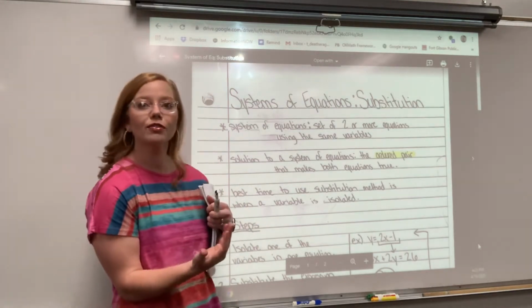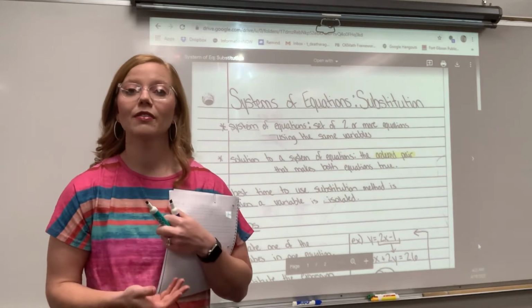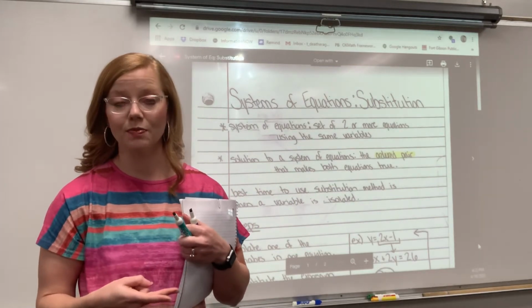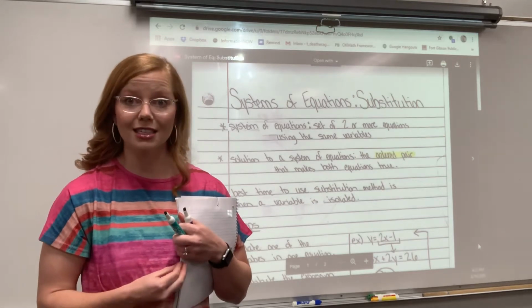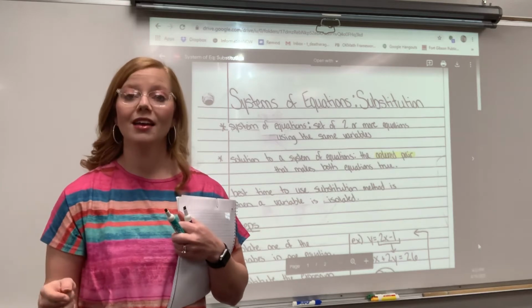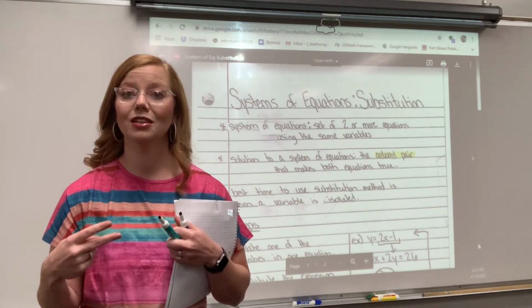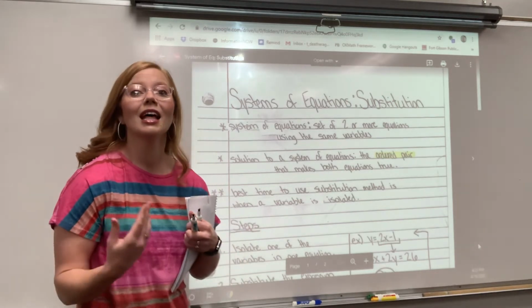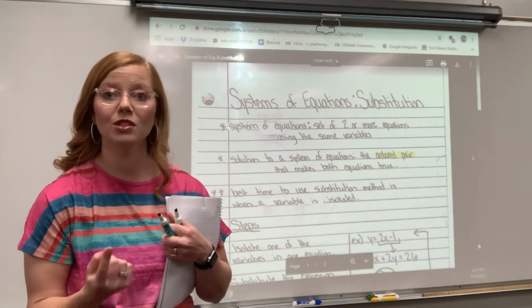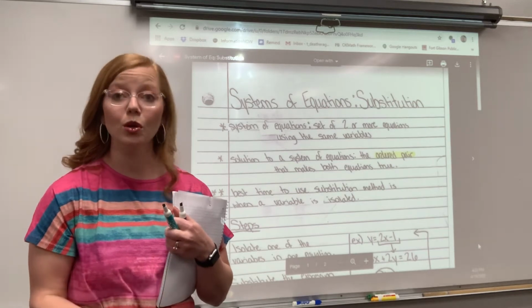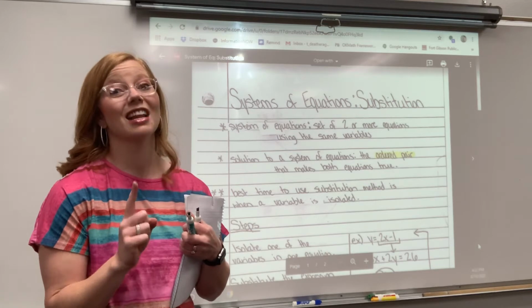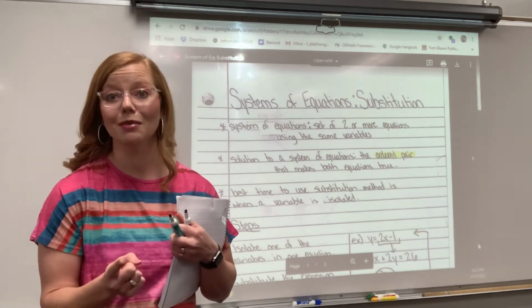So just a quick refresher, a system of equations is whenever you're given two or more equations using the same variables. A solution to that system of equations is the ordered pair, x comma y, that makes both of those equations true, okay? The best time to use substitution is whenever you have one of your variables isolated. It doesn't matter if it's x or y, but if you have one equation where there's a variable isolated, that's the best time to use substitution.